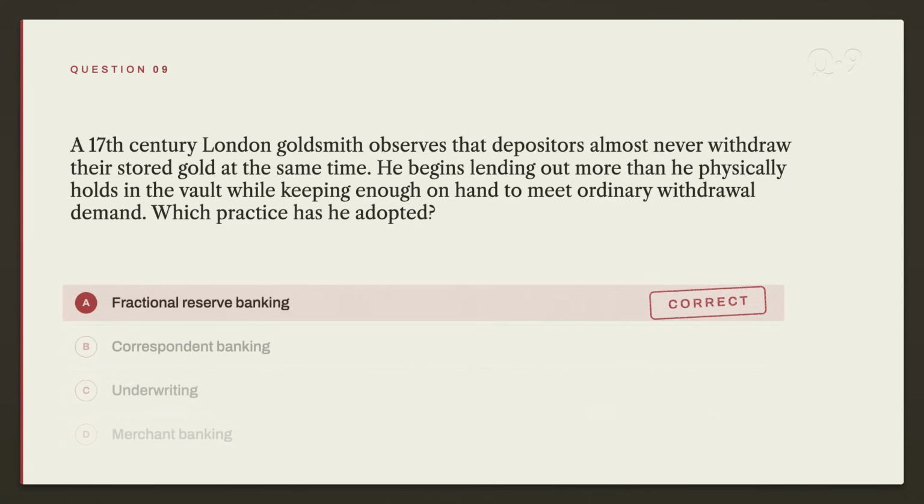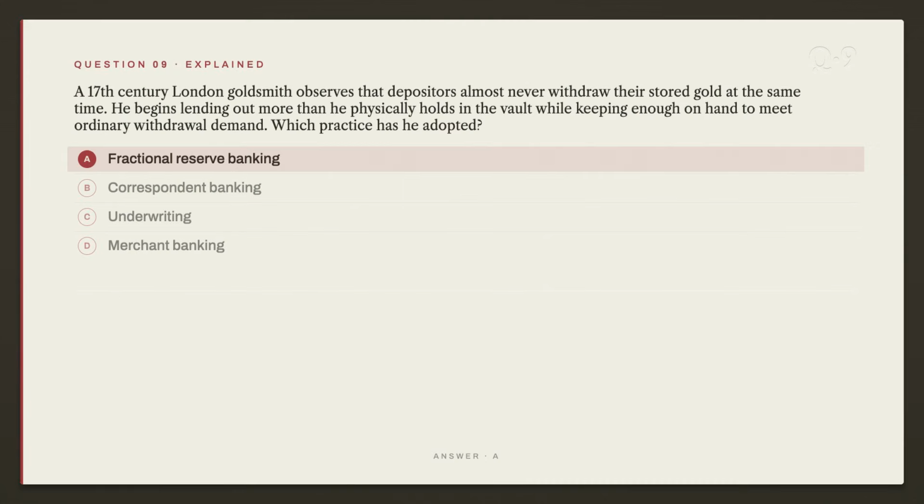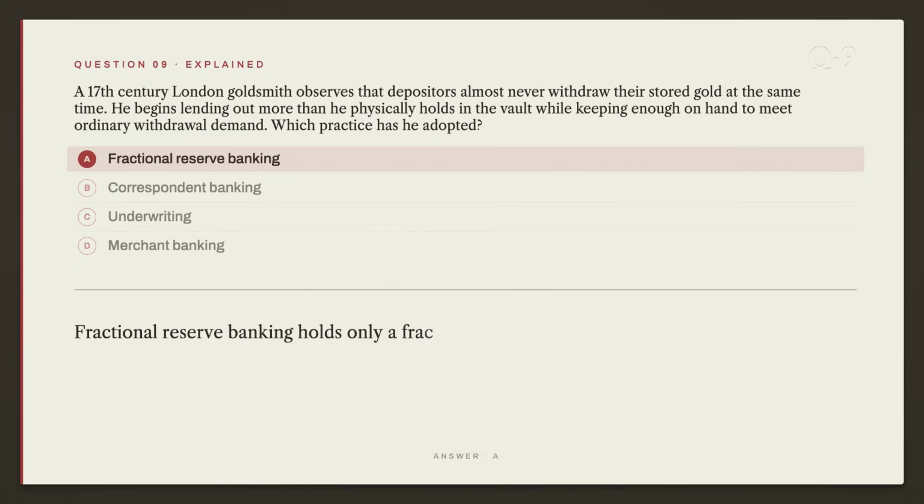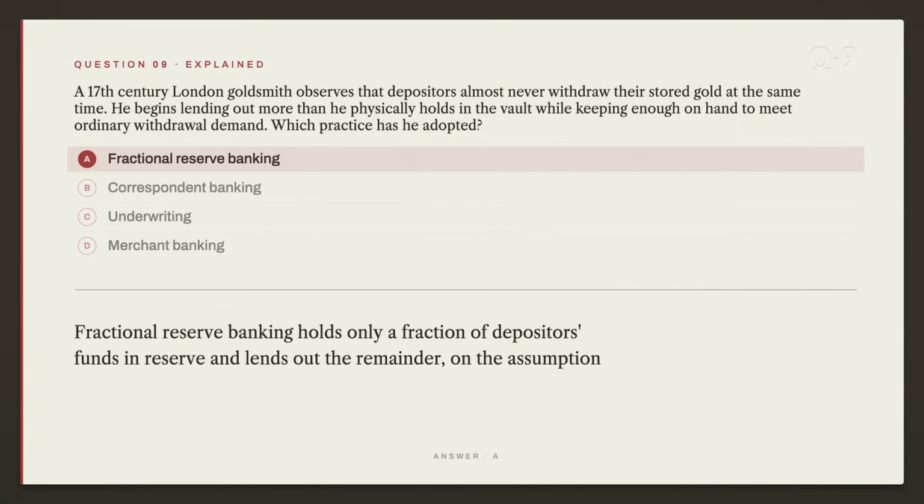The correct answer is A. Fractional reserve banking. A is correct because fractional reserve banking holds only a fraction of depositors' funds in reserve and lends out the remainder, on the assumption that not all depositors will demand their funds at once. The goldsmith's observation about withdrawal behavior is the exact origin of the practice. It remains the operating model of virtually every commercial bank today.